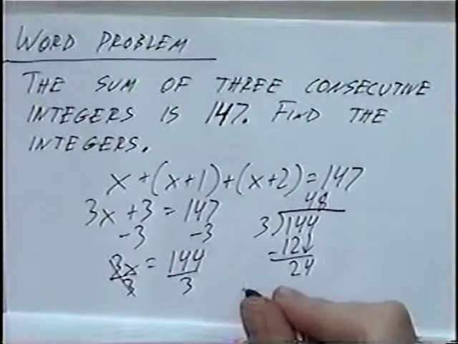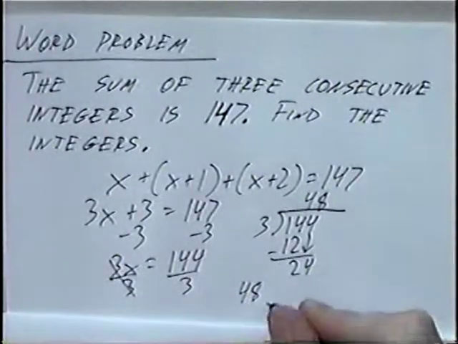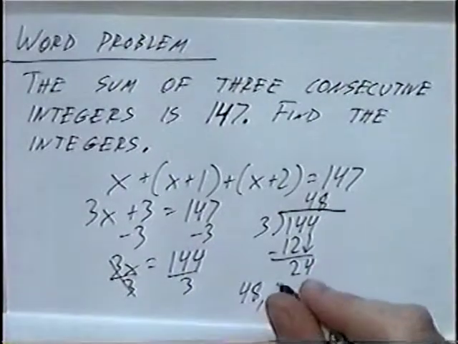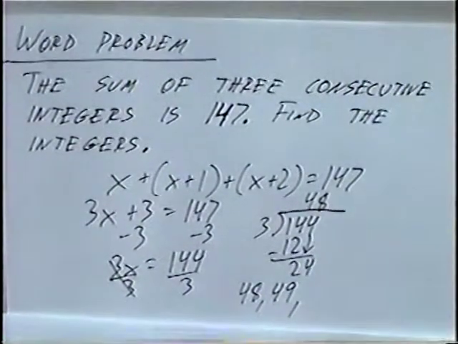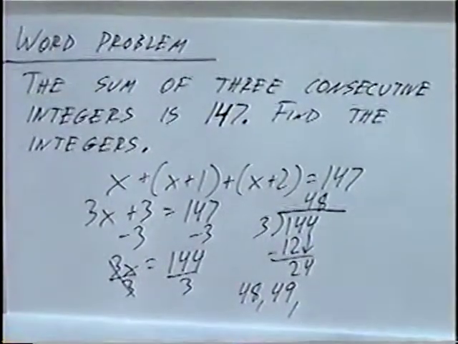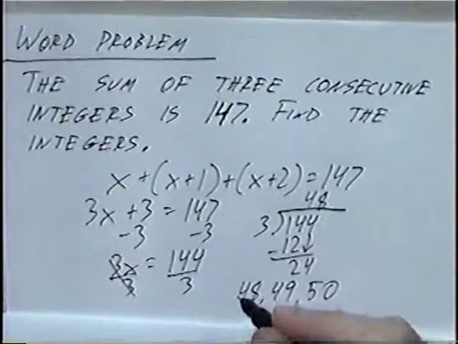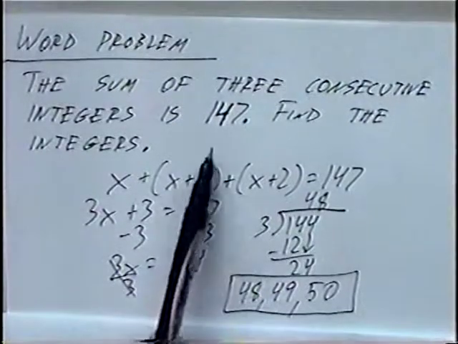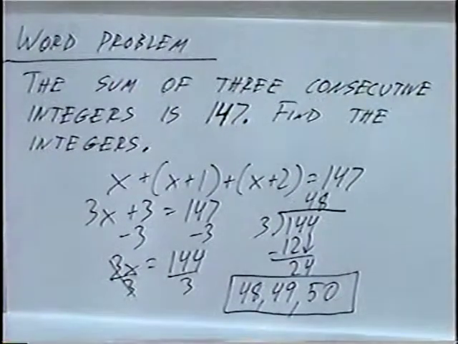So our first number, 48, is the first integer. The next consecutive integer, the number after 48, is 49. And the third integer, the number after 49, would be 50. So the 3 consecutive integers that add up to 147 are 48, 49, and 50.